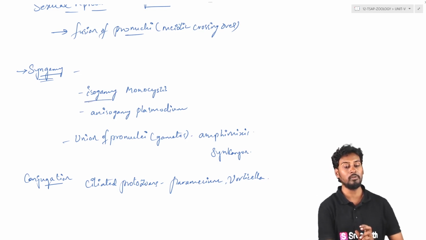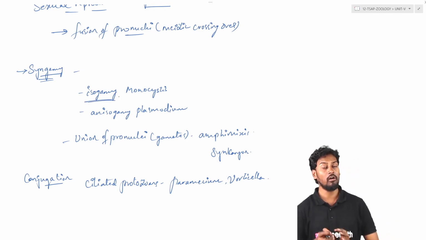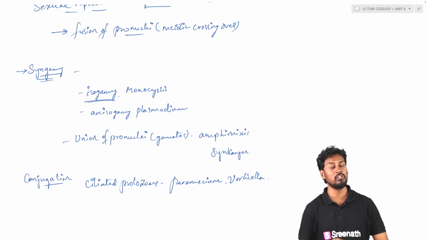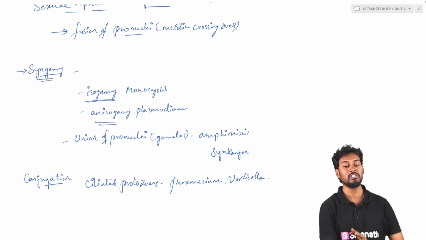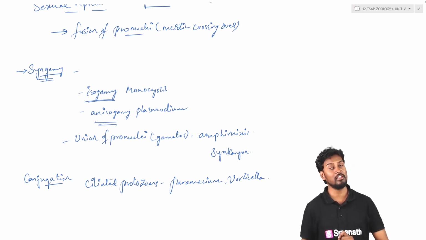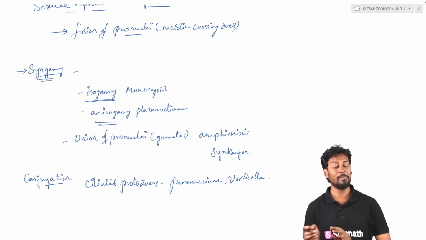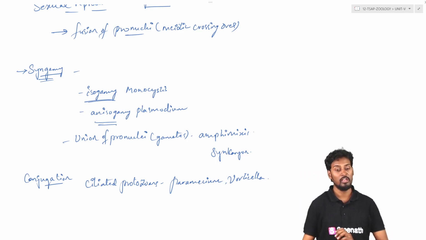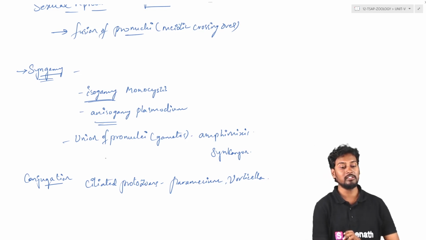So for example, if the gametes are similar in shape and size, they are called isogamy. For example, it takes place in case of monocystis, and if these gametes are dissimilar in size, then they are called anisogamy, especially in case of plasmodium. So plasmodium is the organism which is anisogamous, whereas the organism showing similarity in gametes is called isogamy, that is monocystis. So here ఇక్కడ జనరల్ గా మనం మాట్లాడుకున్నాం.